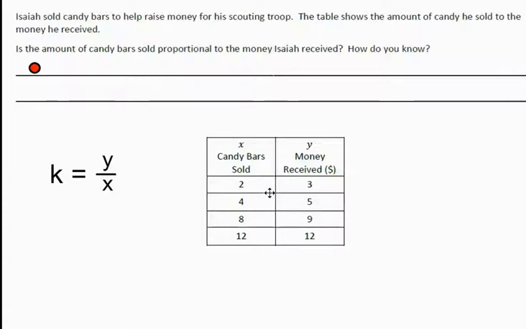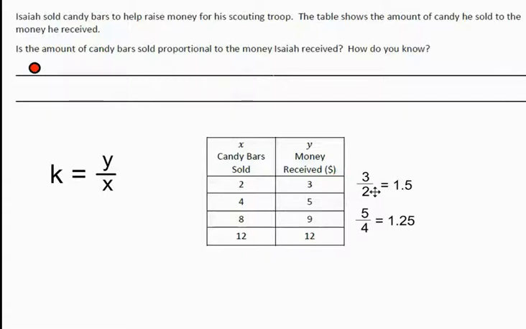So the first one that we're going to try is 3 divided by 2, because when y is 3 and x is 2, the value for y we have is 3, the value for x we have is 2. 3 divided by 2 is 1.5. Now, to check and see if a constant exists, the next thing we want to do is check the values for when y is 5 and x is 4. So if we do this, we realize that k is equal to 1.25. So now we've checked two different values, so we really don't need to go any further.